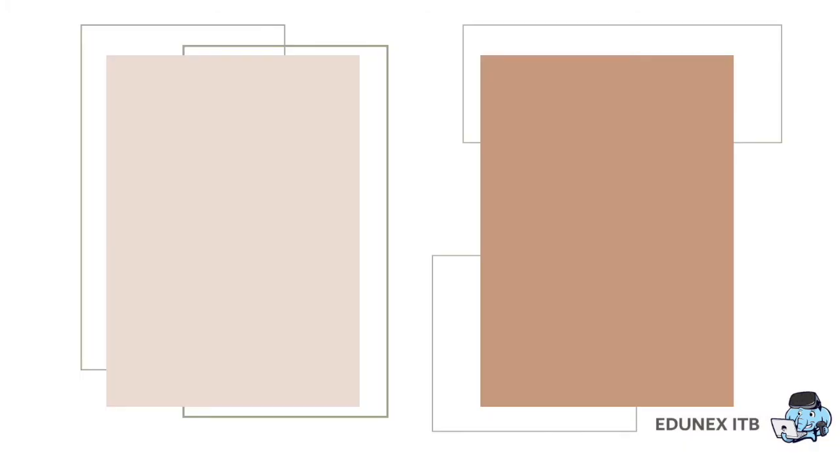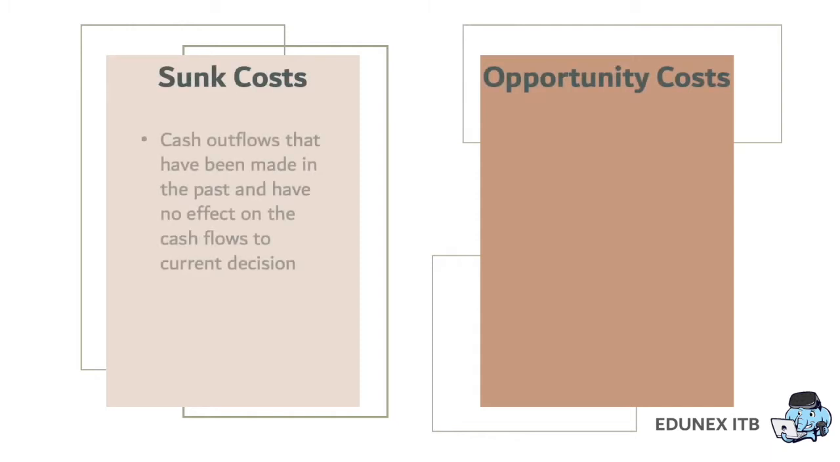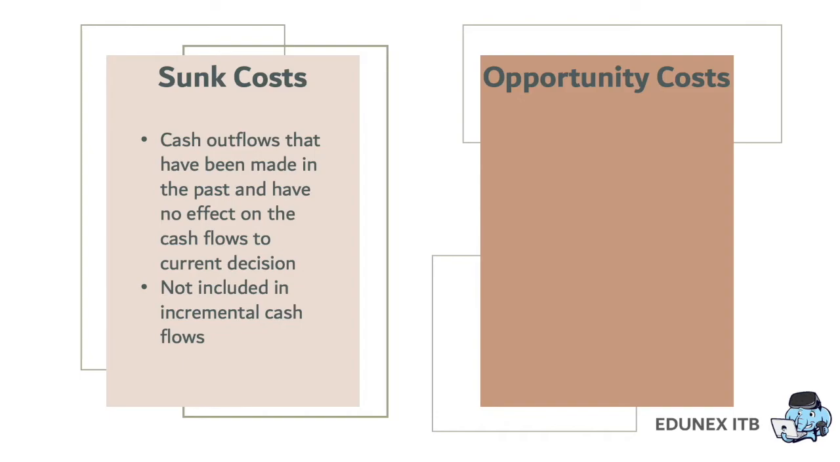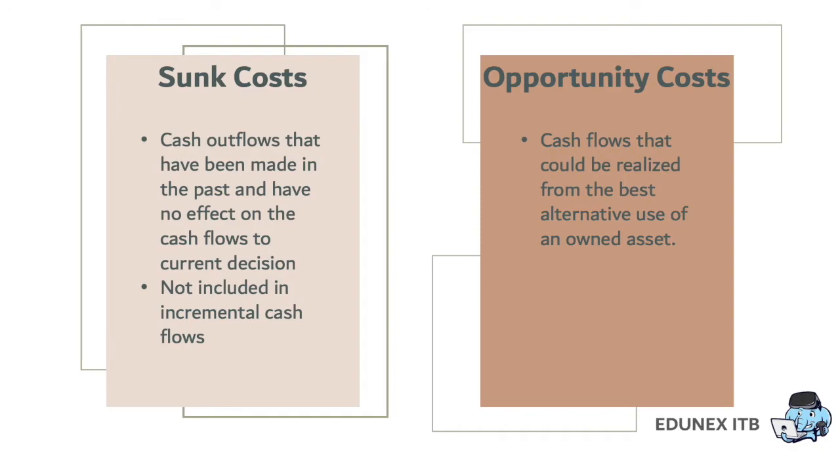Another thing that you must consider is sunk costs and opportunity costs. Sunk costs are cash outflows that have been made in the past and have no effect on the cash flows of the current decision. Therefore, they should not be included in incremental cash flows. Opportunity costs are cash flows that could be realized from the best alternative use of an owned asset, and they should be included as cash outflows in determining incremental cash flows.